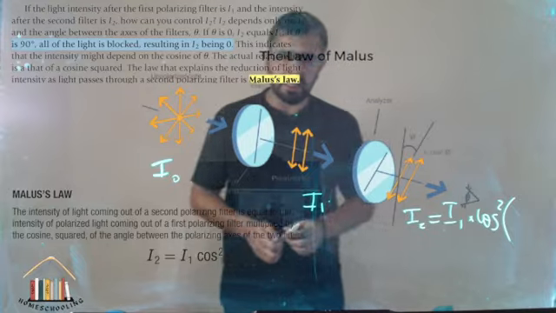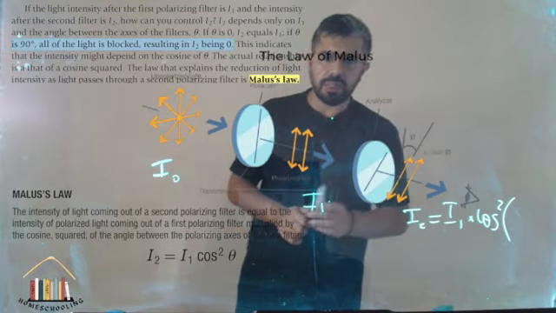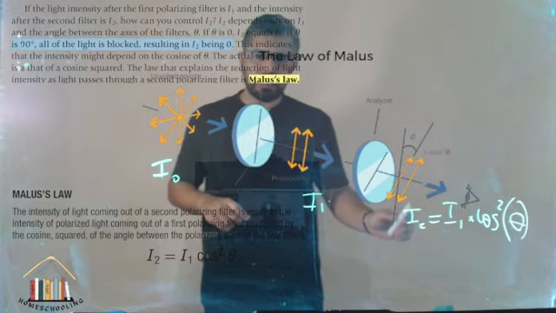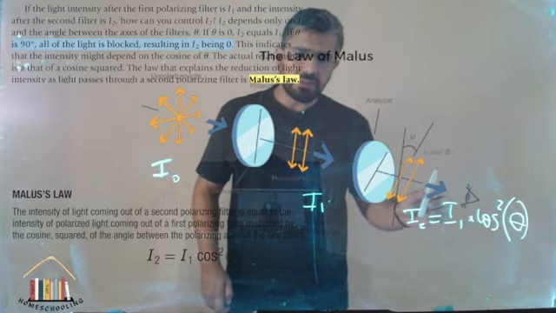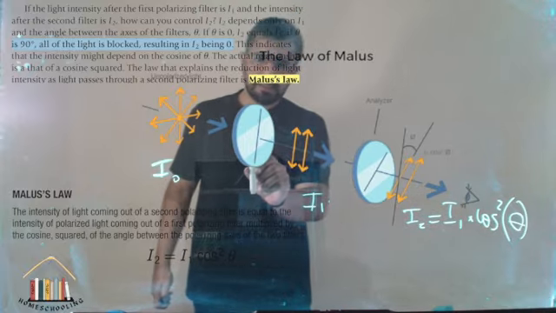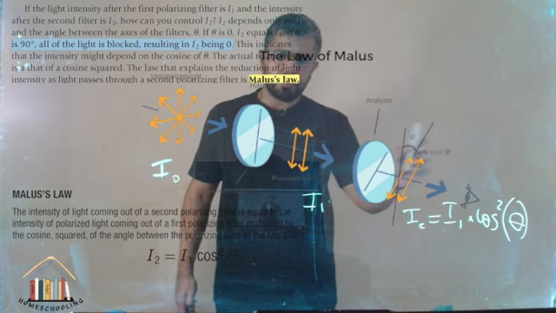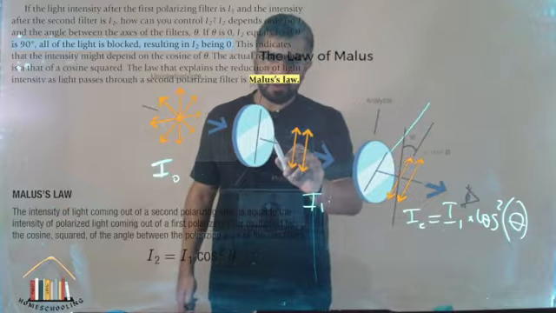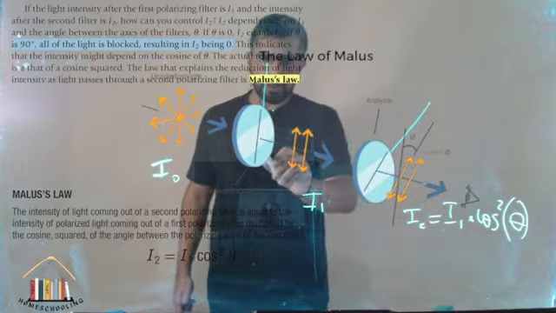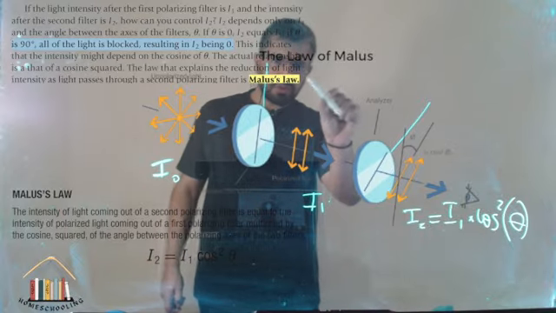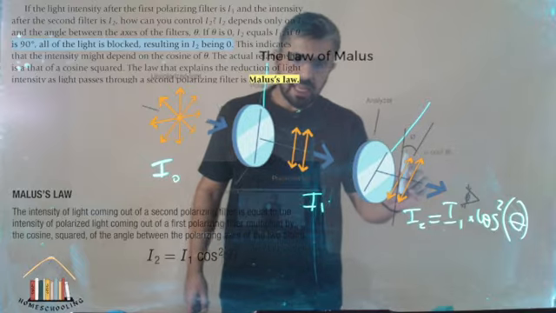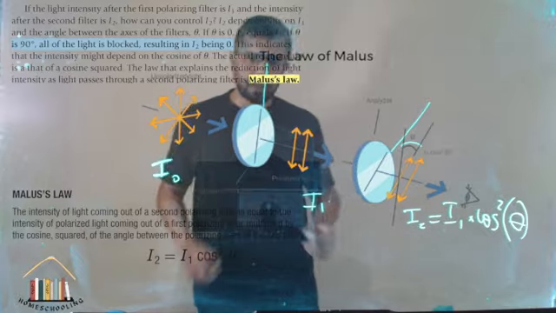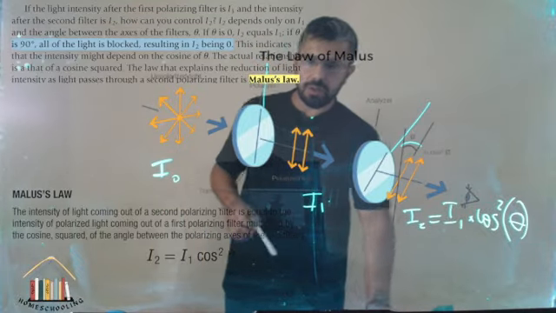What is this angle here? Remember, this angle theta is not any angle. It's the angle difference between the first axis and the second axis. If you notice here, this one is an oblique axis, however this one is a straight one. The angle between these two is the angle that we are talking about. And that's Malus law, or Malus equation.